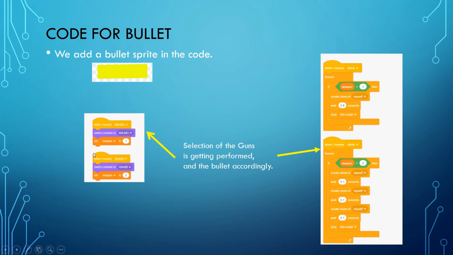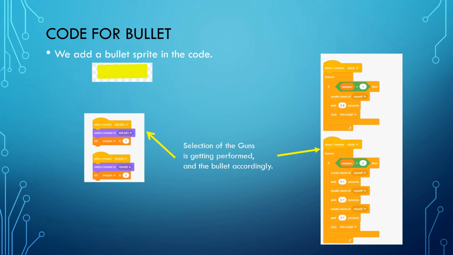So here, as you can see, this is for the bullet costume. This is for the player costume, and this is for the bullet costume. So what happens when you receive M4 LMG, that is the main gun? It switches costume to M4 LMG, sets weapon to 1. What happens if it receives Renati? It switches costume to Renati, sets the weapon to 2.